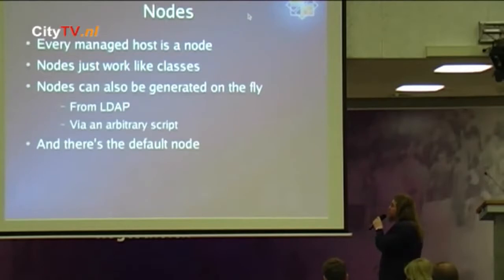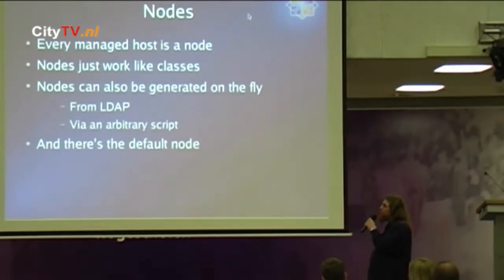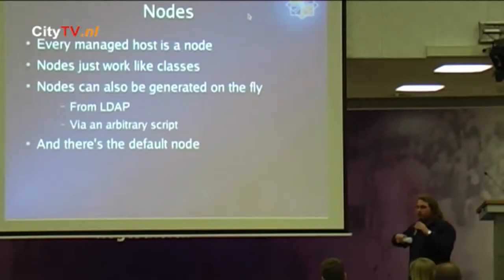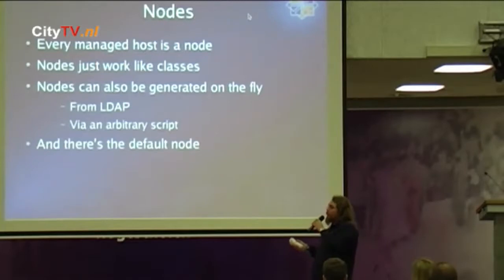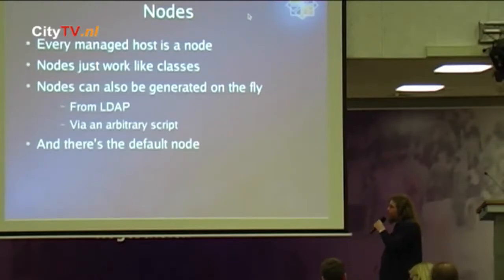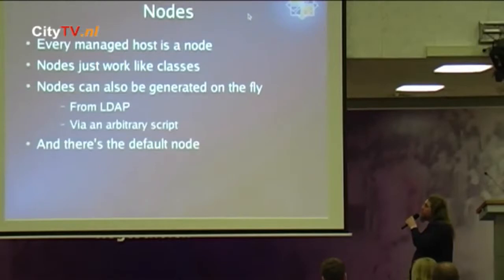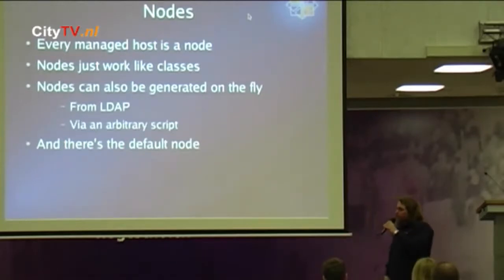You can also generate your nodes on the fly. Usually, you just describe them using the Puppet DSL. But you can, for example, add a script that just gets the host name and then dumps out, I think it's YAML, that's then read and generates the node. For example, using LDAP, so you have your nodes in LDAP and you add your settings and the classes in LDAP, and then Puppet can use that to configure your systems, or maybe a database system or whatever. Lastly, there's a default node. If you didn't configure your host, it will be configured according to the default node. That can be empty, or you can add whatever you want there.